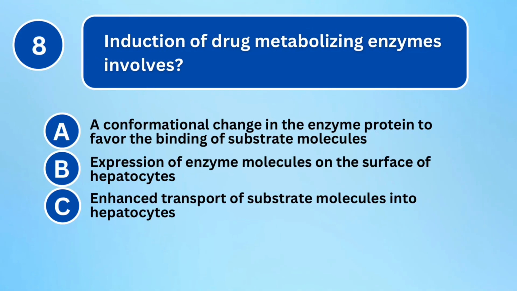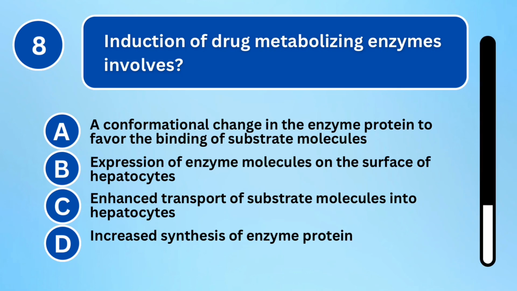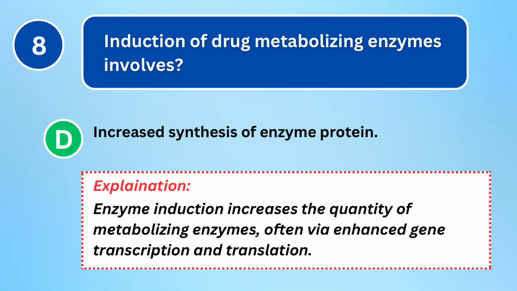Induction of drug metabolizing enzymes involves A. A conformational change in the enzyme protein to favor the binding of substrate molecules. B. Expression of enzyme molecules on the surface of hepatocytes. C. Enhanced transport of substrate molecules into hepatocytes. D. Increased synthesis of enzyme protein. Correct answer, D. Increased synthesis of enzyme protein.